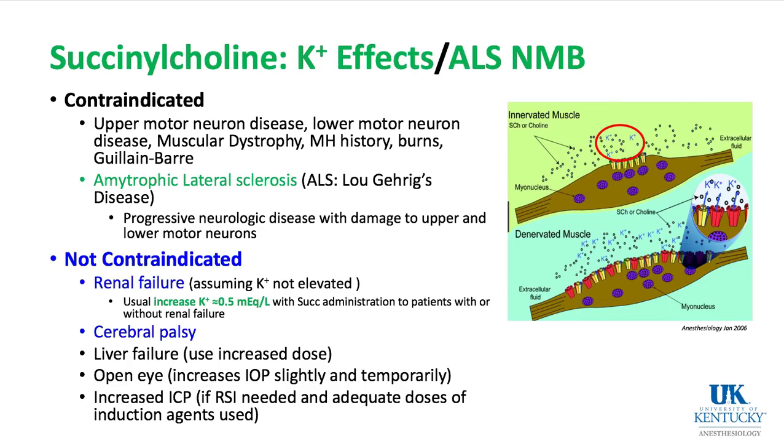It's technically not contraindicated in open eye injury, although it can increase intraocular pressure slightly and temporarily, and we usually avoid it. It's also not contraindicated in cases of increased intracranial pressure, although we may reach for other neuromuscular blocking agents in this situation. If RSI is needed, rocuronium is often utilized, but if you use adequate doses of induction agents, this slight increase in intracranial pressure that occurs with succinylcholine probably is not of much clinical significance.